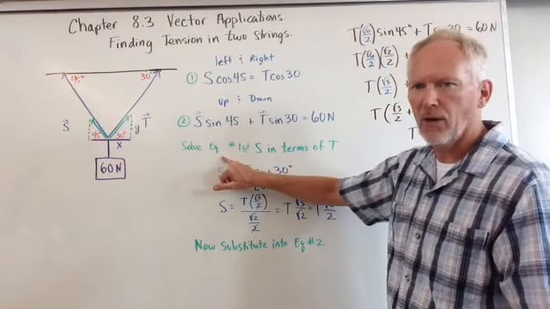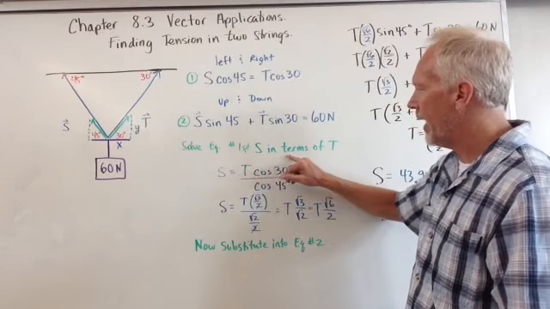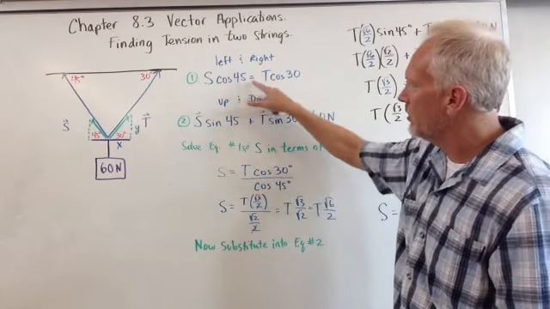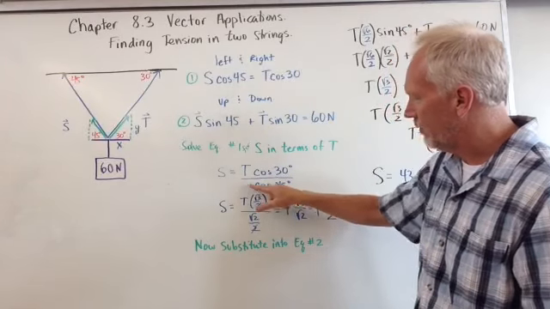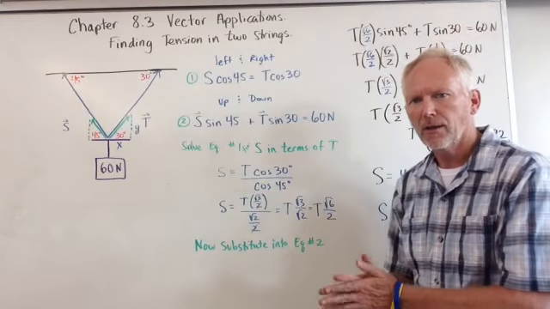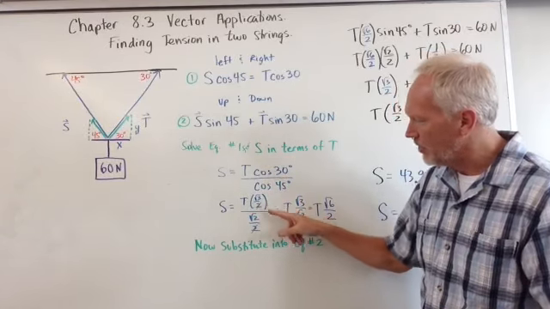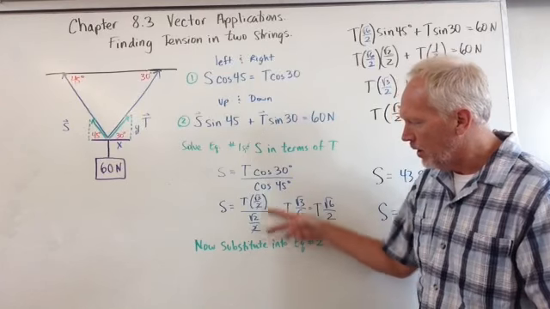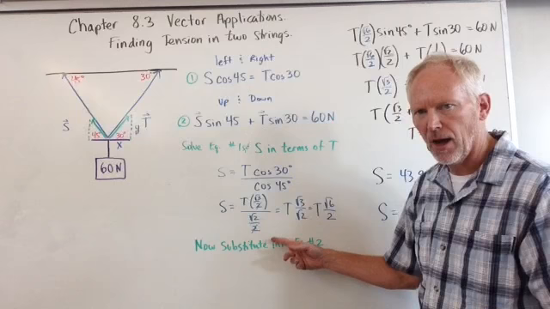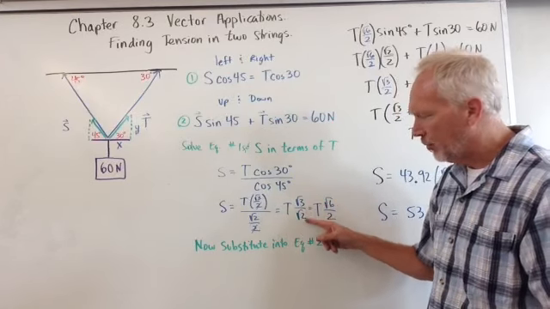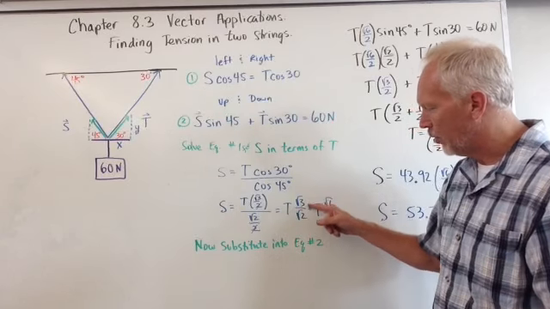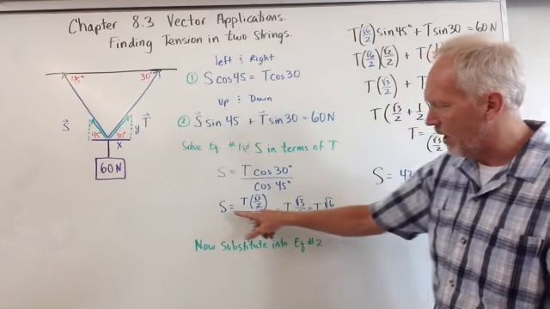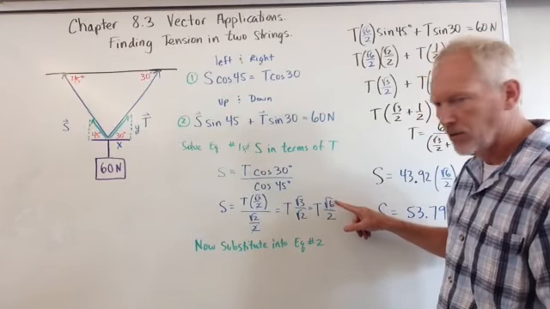All right. So what do we need to do next? Solve equation number 1 for S in terms of T. S will then equal T times the cosine of 30, divided by the cosine of 45. Recall from trig that the cosine of 30 degrees is root 3 over 2, and the cosine of 45 is root 2 over 2. When we do this, we can cancel the 2's in the denominators, and we get T times root 3 over root 2. We have to rationalize the denominator, so we multiply the square root of 2 top and bottom, and we end up with T times root 6 over 2. So now S is equal to T root 6 over 2.